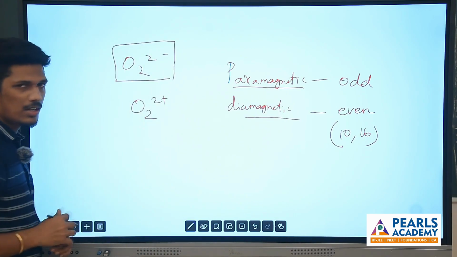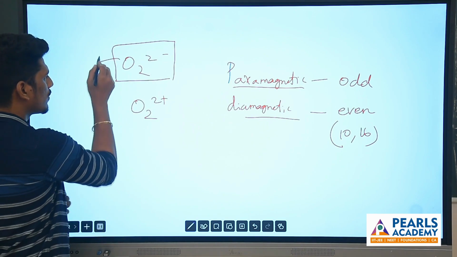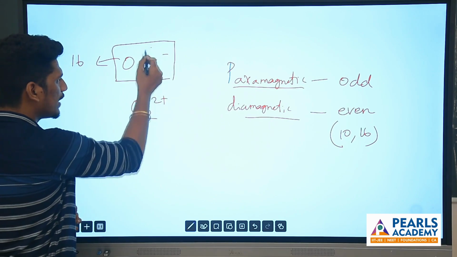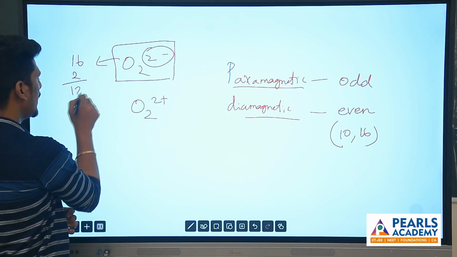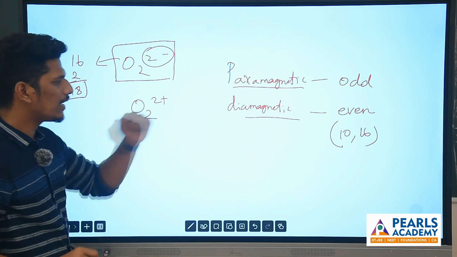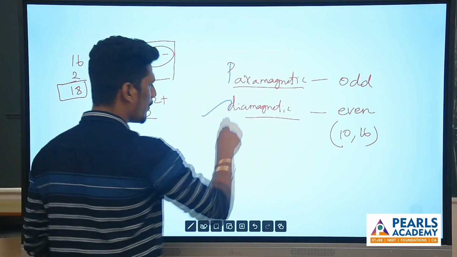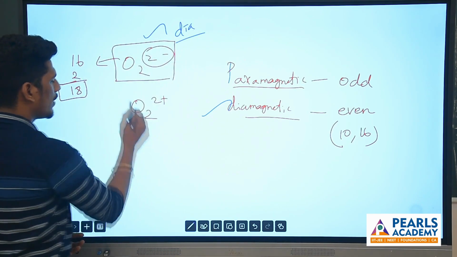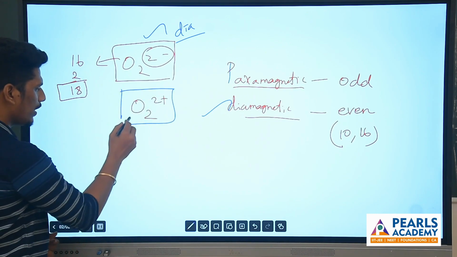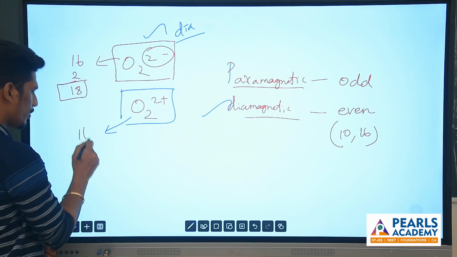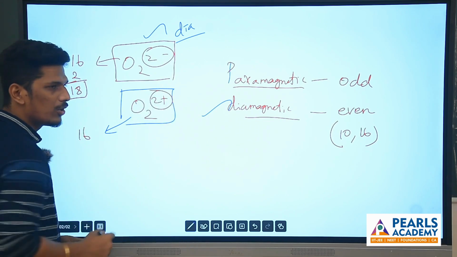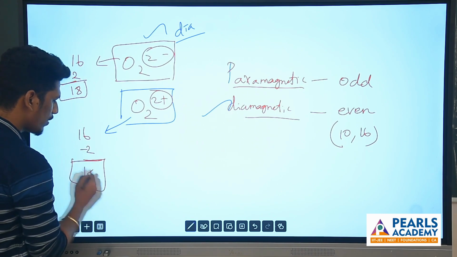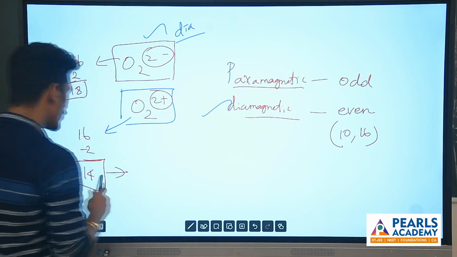O2 2 minus, how many electrons were there? Total number of electrons. Each oxygen is going to have 8 electrons. So 8 plus 8 normally 16. 2 minus means 2 electrons gained, totally 18 electrons. 18 comes under an even number. So even number means it is diamagnetic. Is it clear? So O2 2 minus is diamagnetic. We'll come to O2 2 plus. Usually how many electrons were there in O2? O2 usually 16 electrons, and 2 plus means what? 2 plus means 2 electrons lost. 2 electrons lost means 14 electrons. 14 is an even number, so it is also diamagnetic.